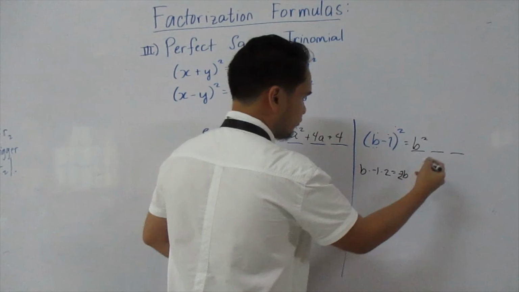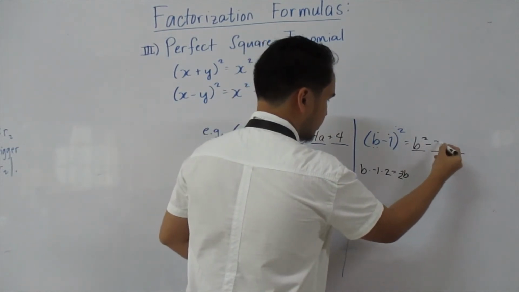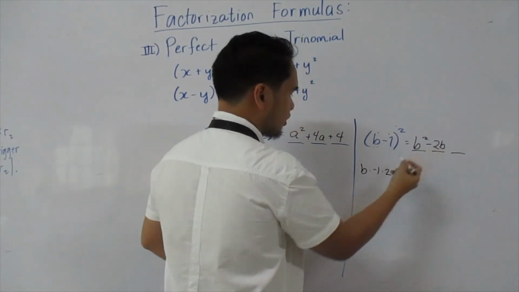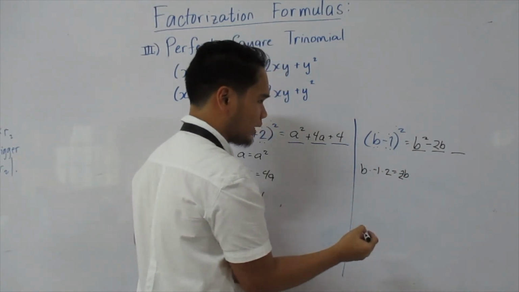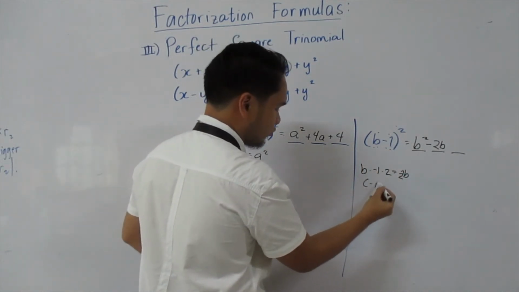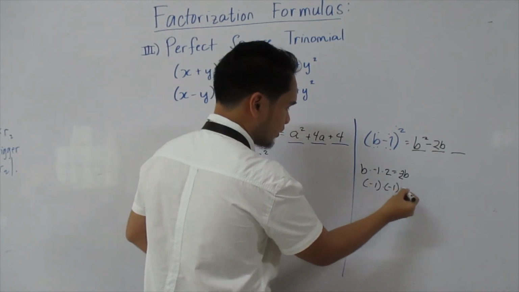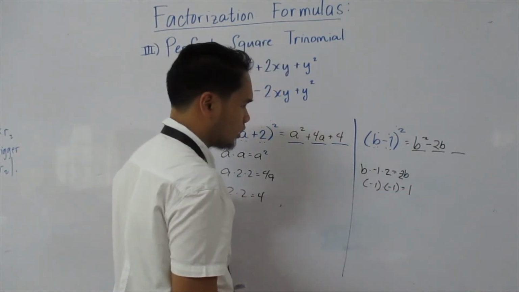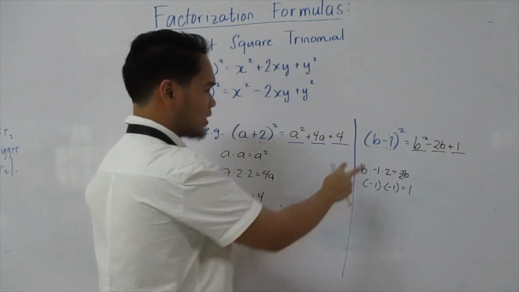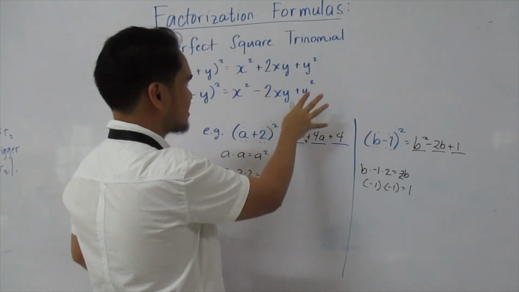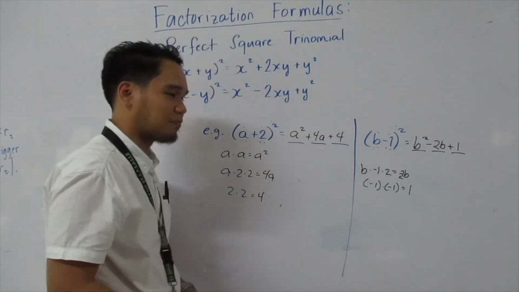Since it's negative, follow the sign, which is the operation, negative 2b. And the last term will be negative 1 times negative 1. Since both of them are negative, this will become positive 1. That is plus 1. Okay, so as you can see, we didn't stress out the formulas. You can just do them intuitively.